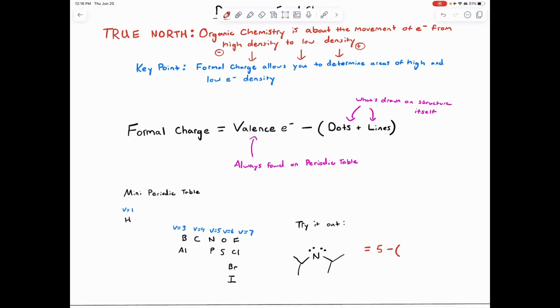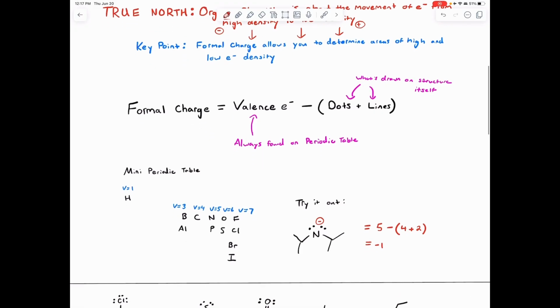And surrounding it, we have 4 dots. So 4 plus 2 lines. That's it. Around that nitrogen, we have 4 dots and 2 lines. So the formal charge of this nitrogen is 5 minus 6, which equals -1. And the way that we express that is just the negative sign by the nitrogen. And so what you know just by looking at this is a center of high electron density. That is why we do formal charge.